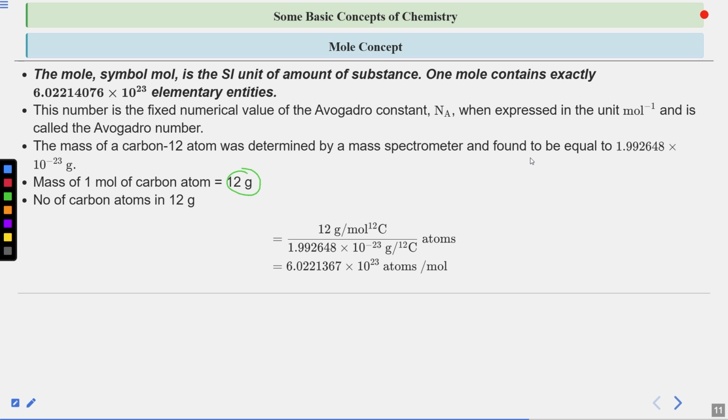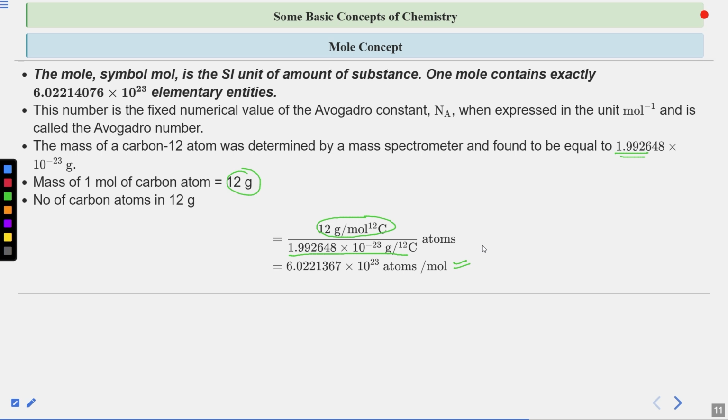So, how many carbon atoms will be present in 1 gram? Okay, so we will just take the reciprocal of this. So we have taken 1 by 1.992648 into 10 to the power minus 23. Then this is the number of carbon atoms in 1 gram. Then the number of carbon atoms in 12 gram will be the multiple of the same. So 12 multiplied by the reciprocal of this will give you finally 6.0221367 into 10 to the power 23 atoms per mole. So this is your Avogadro constant that we have seen earlier.